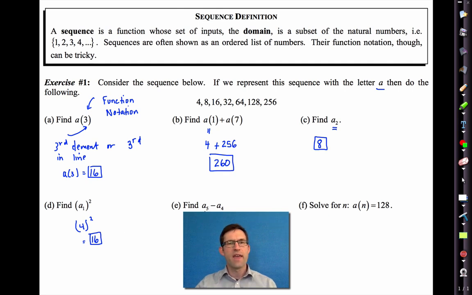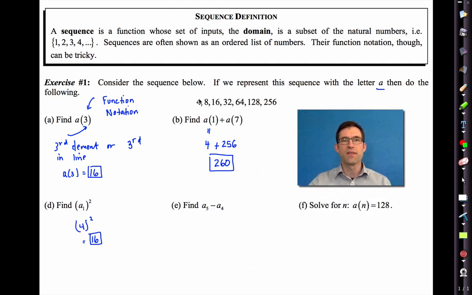All right? A5 minus A4, that just means take the fifth element, 1, 2, 3, 4, 5, that's 64, and subtract off the fourth element, 32, which gives us an answer also of 32. All right, solve for n, A of n equals 128. Well, okay, well there's my 128, 1, 2, 3, 4, 5, 6, n must be 6.